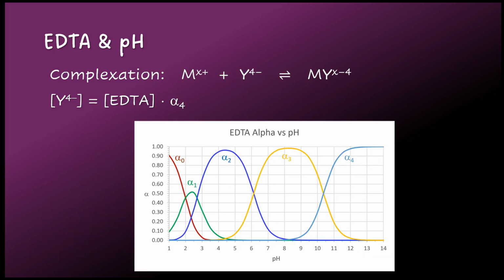For the complexation reaction, we're showing a generic notation for the metal ion as M, having a charge of X+. It reacts primarily with the deprotonated form of EDTA, noted as Y4-, to form a charged complex. For example, the species Y4- corresponds to the alpha fraction alpha 4, also known as alpha Y4-. If we know the pH of the reaction, we can use alpha and the analytical concentration of EDTA to obtain Y4-. This makes it easier to set up our calculations.